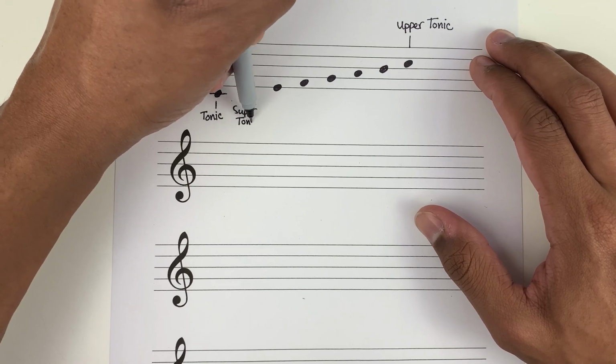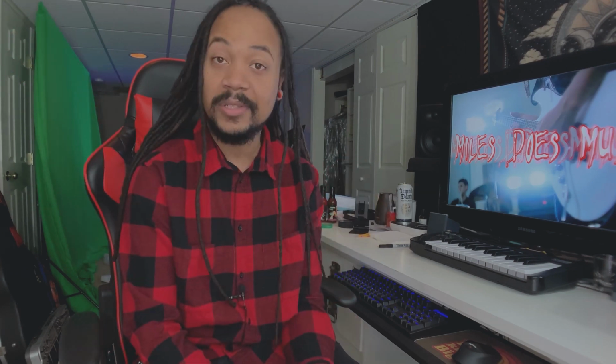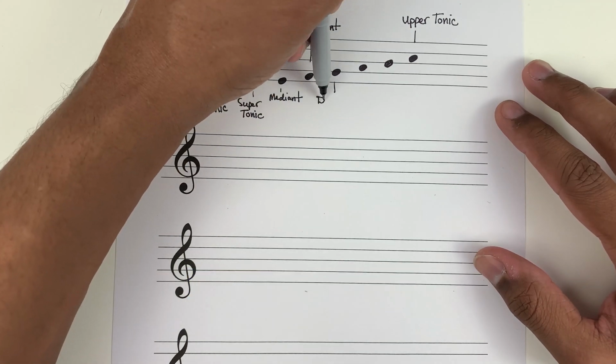The second scale degree is referred to as supertonic. Not because it's better than our initial tonic note, but super is actually Latin for above, because it's above the tonic. Okay, let's keep going. Our third scale degree is called the mediant. The reason why it's called the mediant is because it is directly between the lower tonic and your dominant scale degrees, which leads us to our fourth scale degree, the subdominant. It's referred to as a subdominant because it is directly below, you guessed it, our dominant scale degree.